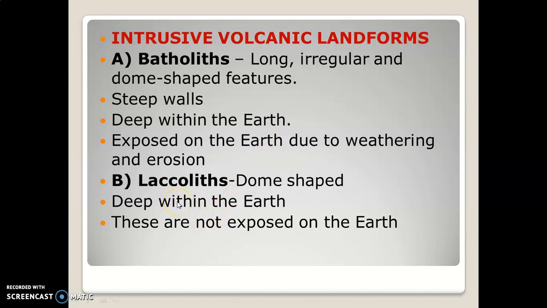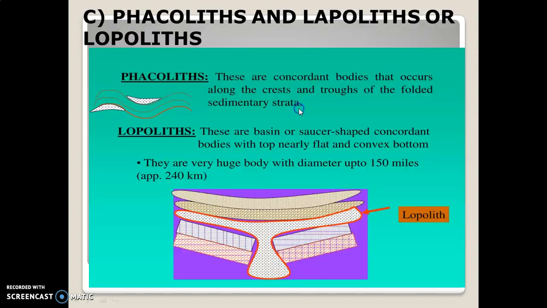Next is laccolith. These landforms are also formed in the interior of the earth due to cooling down of magma, and the shape is a dome-shaped structure, and these laccoliths are found very deep inside the earth. These are deeper than the batholith, so that's why they are not exposed on the earth's surface by weathering and erosion. The word common here is the last term, lith. The word lith stands for lithosphere.